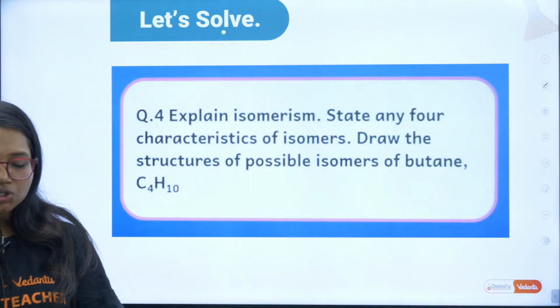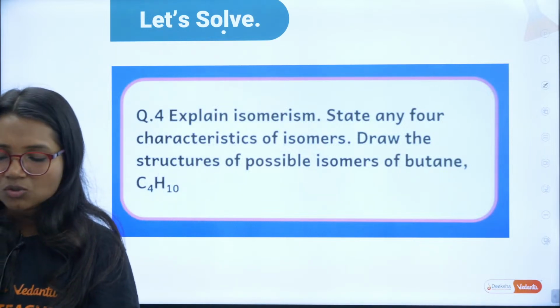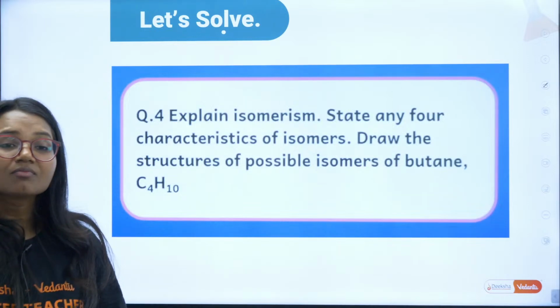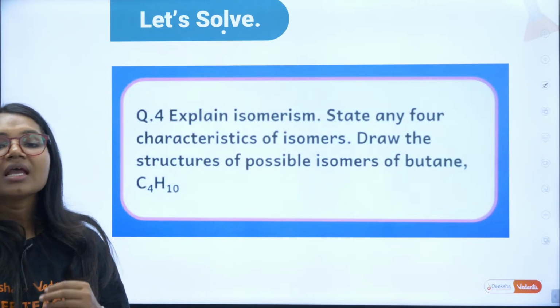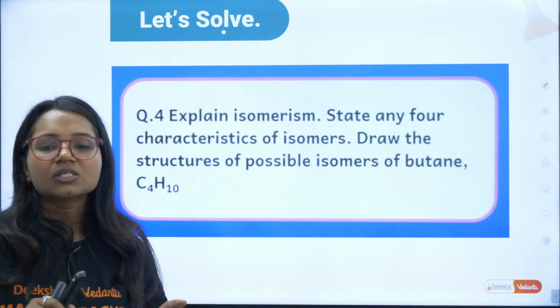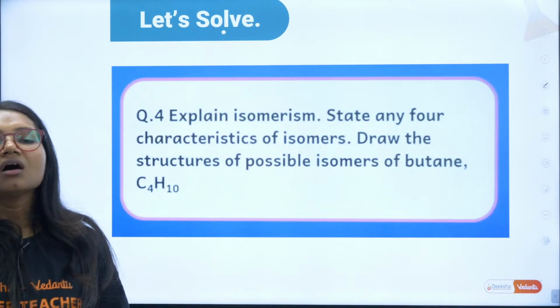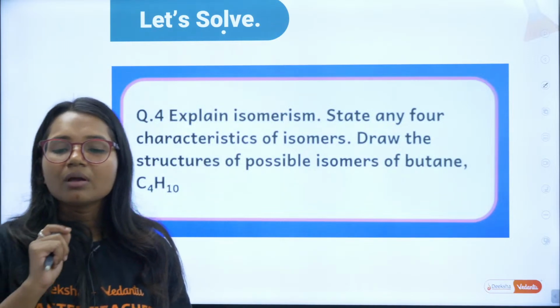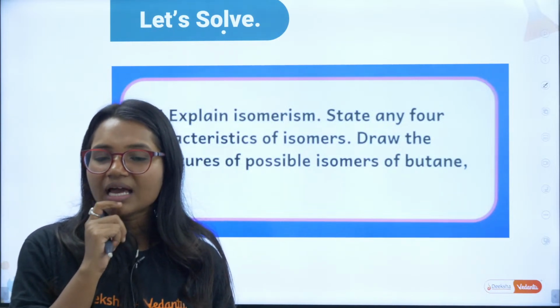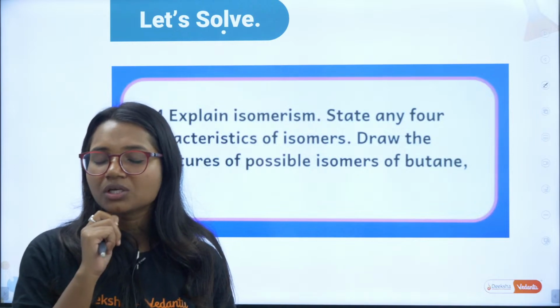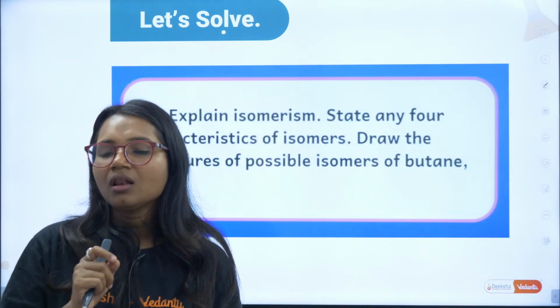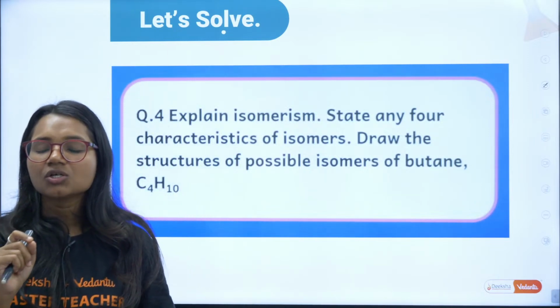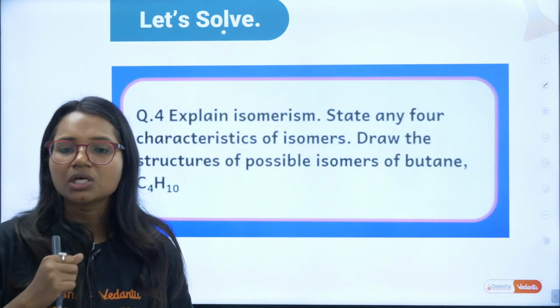Here is the next question. I am waiting for you guys to give me the answer. Explain isomerism. State any 4 characteristics of isomers. Draw the possible structures of butane. Now I remember the question of Veena, right guys? Veena, you have asked me one question. If you are there in the class, do let me know the question again.